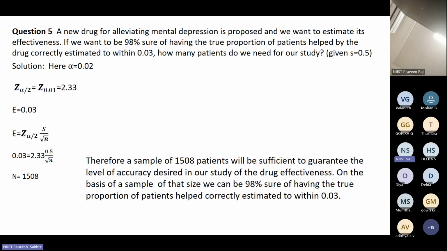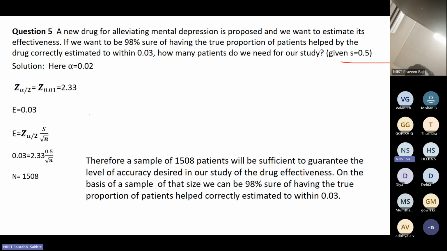Last question. A new drug for alleviating mental depression is proposed and we want to estimate its effectiveness. Okay, there is a drug for alleviating mental depression. And if you want to be 98% sure of having the true proportion of patients helped by the drug correctly estimated to within 0.03, how many patients do we need for our study? Okay, given standard deviation is 0.5.